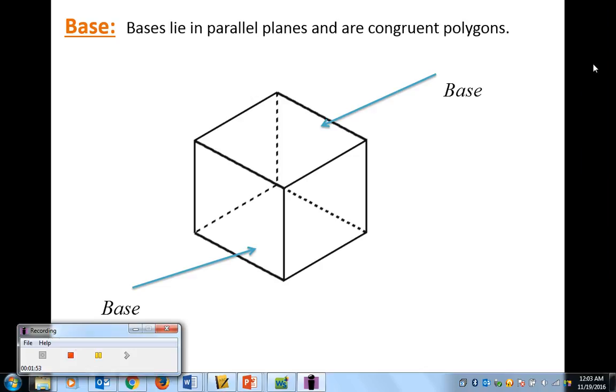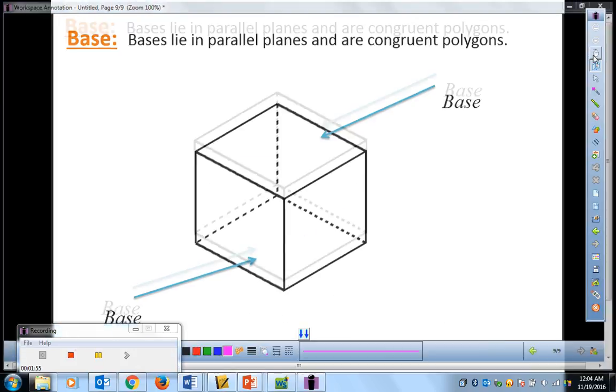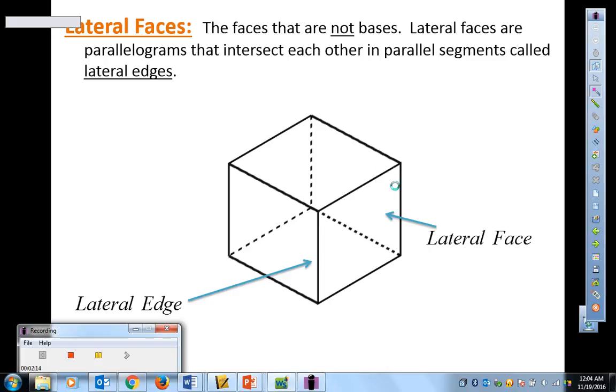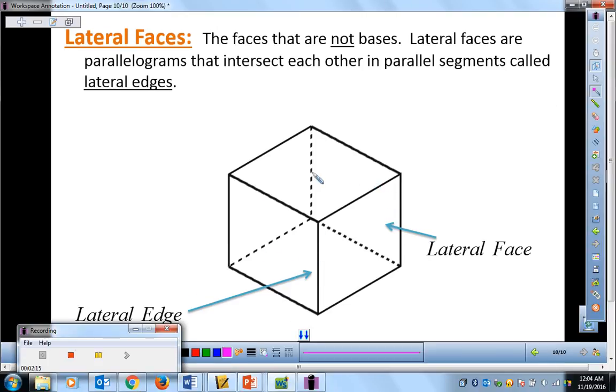Moving along, getting more into the prisms and the rectangular prisms. The bases are the top and the bottom. The lateral faces are the ones that aren't the bases. A lot of rhyming words here, but lateral faces are the ones that are not the bases. So if the bases are the top and the bottom, the lateral faces are all around the sides.